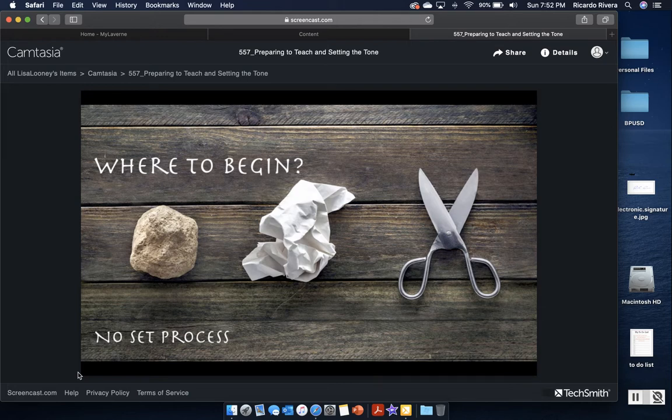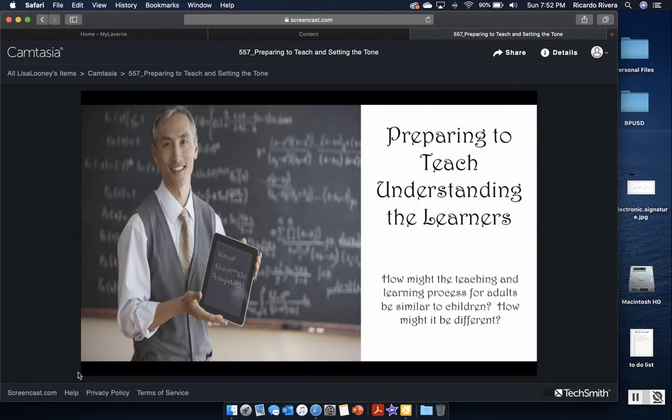There's really no set process. It really depends on your style, your comfort level. Some students prefer to start writing goals. Others prefer being structured. Others prefer different ways to be able to start. So there's really no one set way to start. That will evolve as you become more comfortable with your teaching practices.